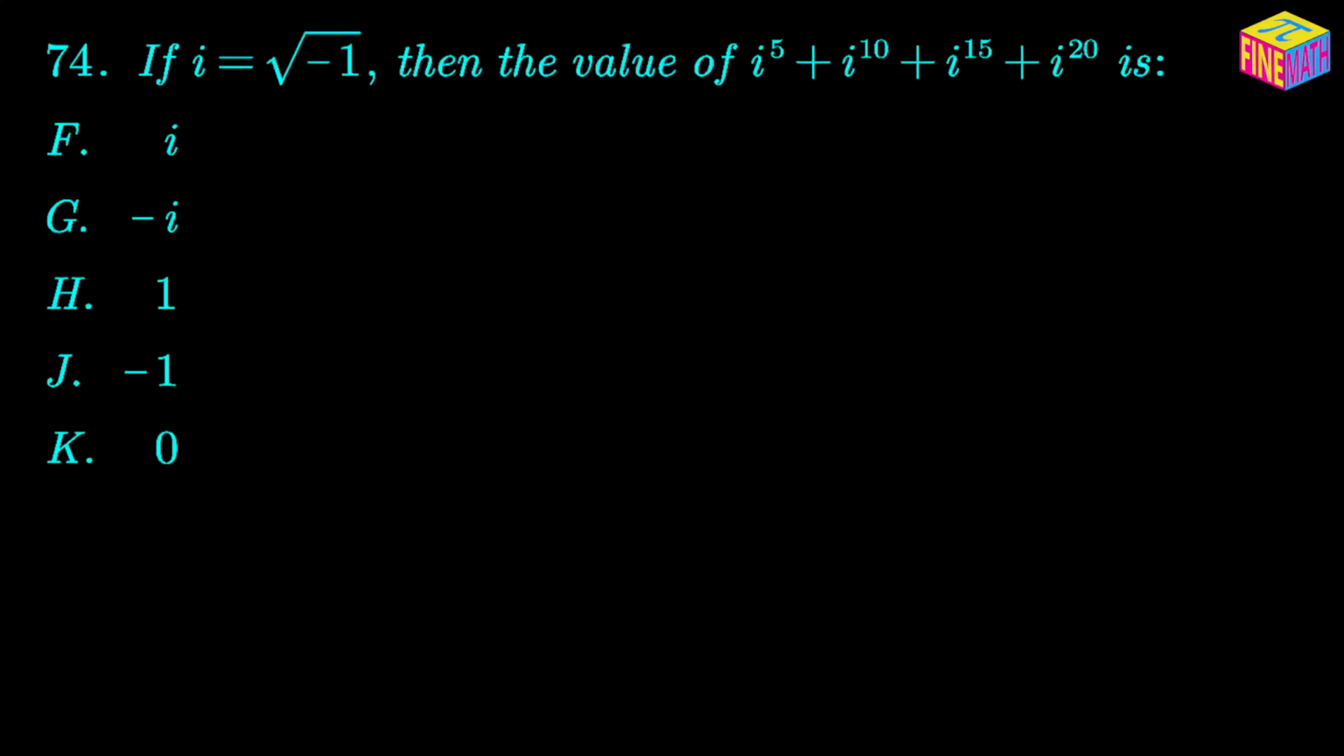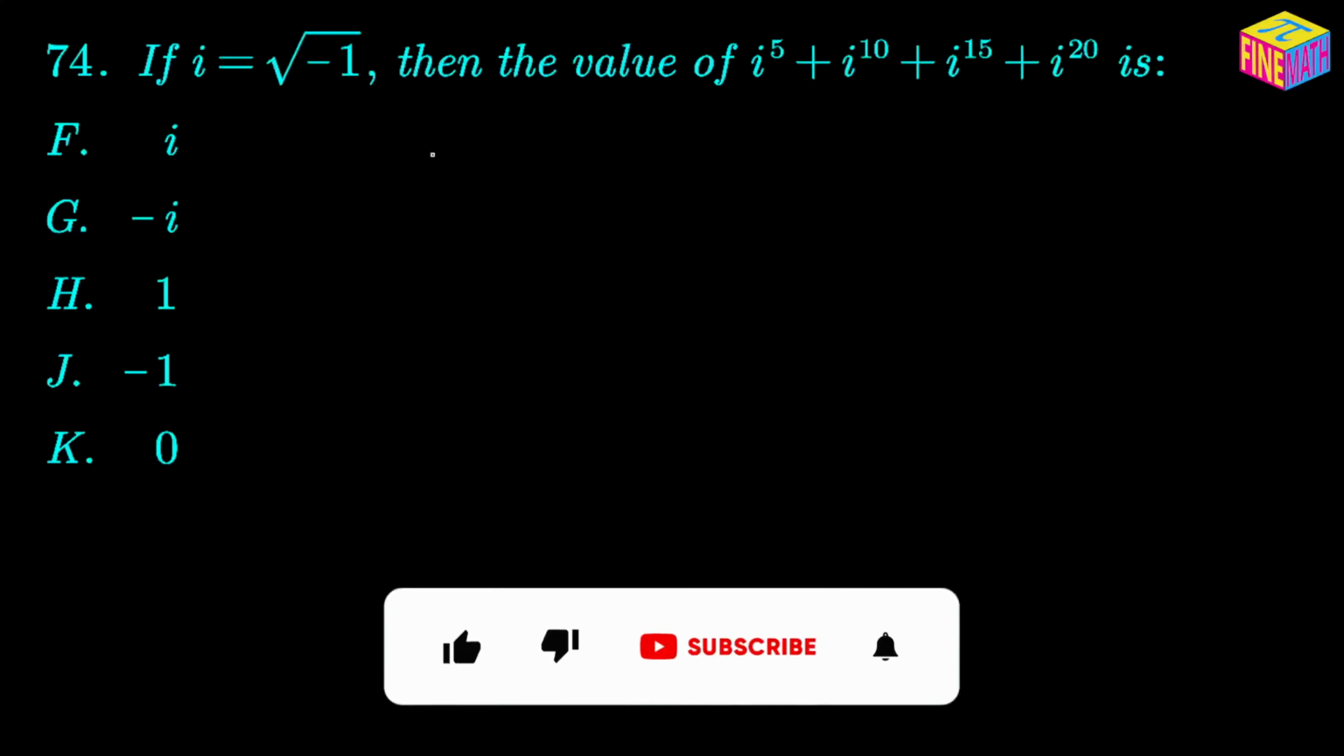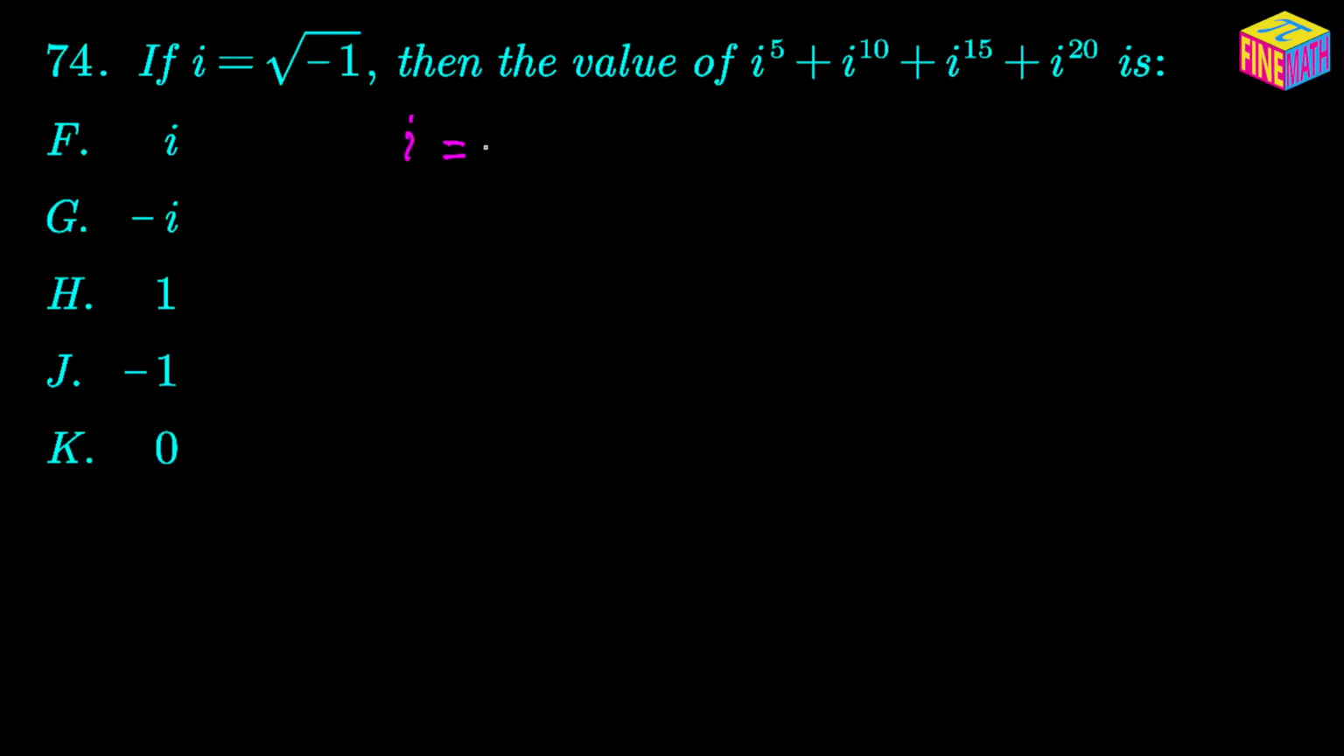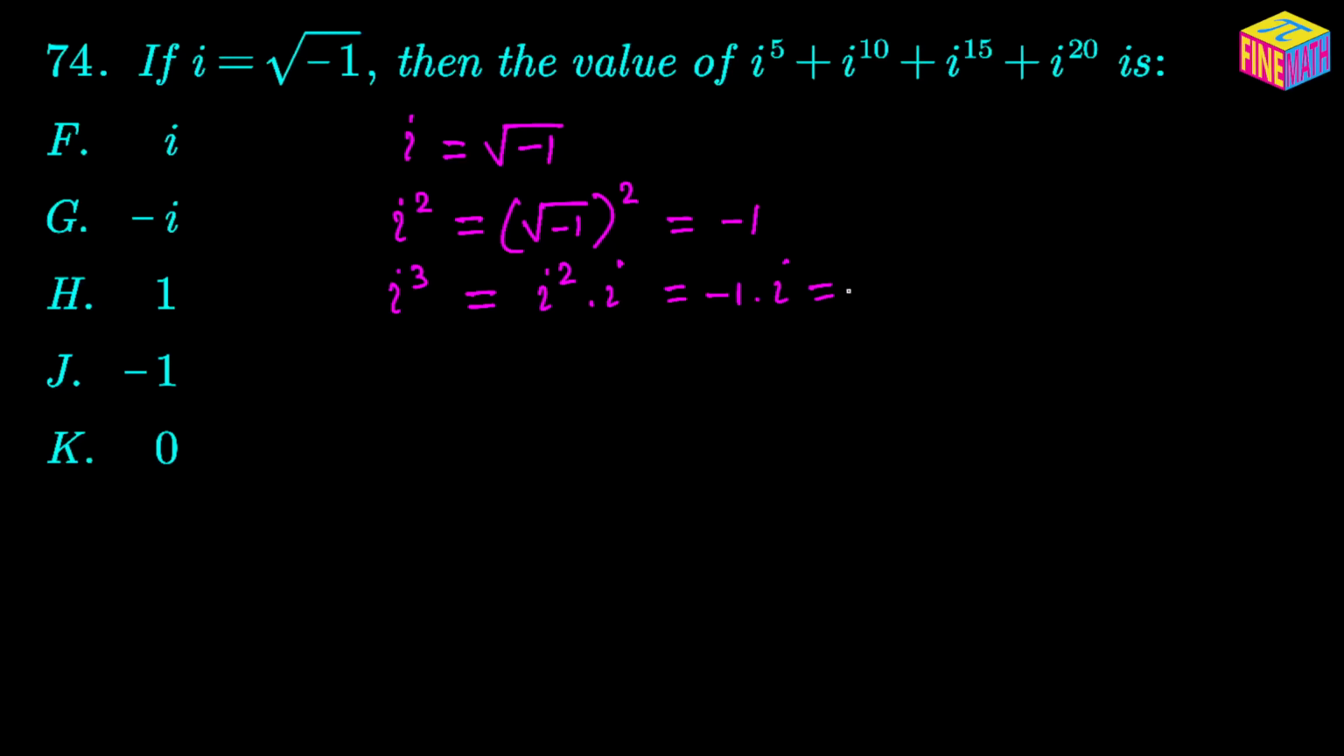Now before we start calculating the value of this expression, let's try to find out the value of different powers of iota. Iota to the power 1 is iota itself, that is equal to square root of -1. Iota squared would be square root of -1 squared, which is -1. And iota cubed would be iota squared times iota, so -1 times iota, that is negative iota.